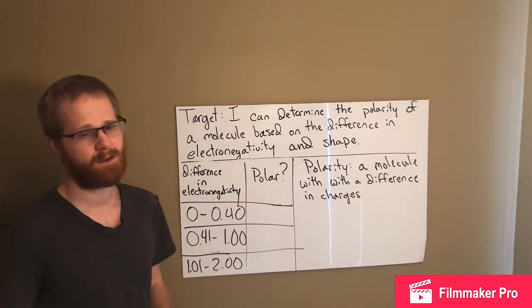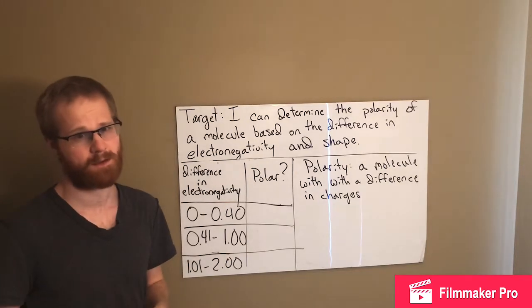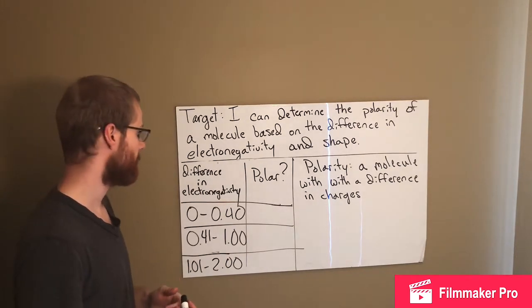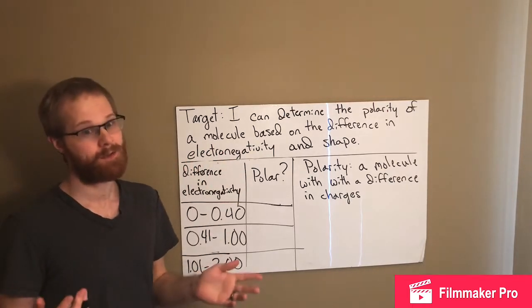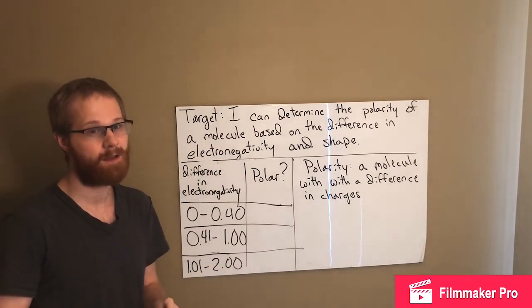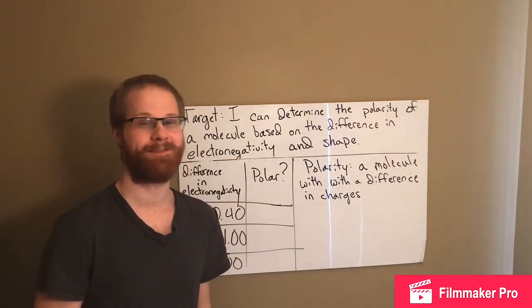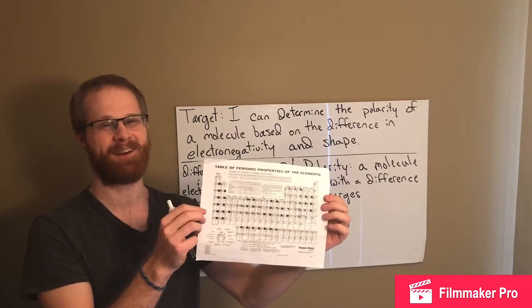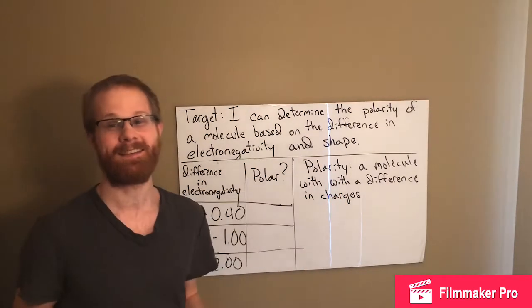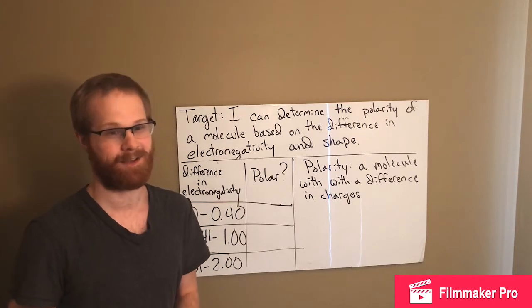Okay, so first of all, let's just talk about this first one. How can we tell if a molecule is polar based off the difference in electronegativity? Okay, we use a table. Actually, we use two tables. See, all elements have an electronegativity, and we can figure that out using, you guessed it, our handy-dandy periodic table of elements. Every single element in the periodic table has an electronegativity value we can use.